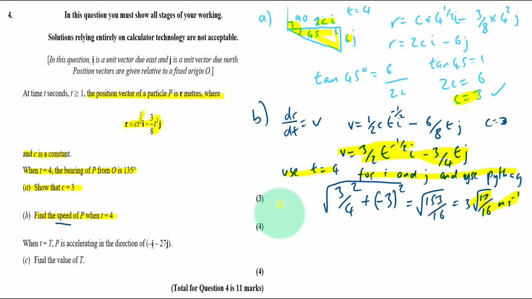Lots of you are very good at this, so I can go through this quickly. Now part C is where we lost marks. When t equals capital T, P is accelerated in the direction of minus i minus 27j. Find the value of T. Let's earn some marks. We know if we differentiate velocity, we get acceleration. So we just go back and differentiate what we have up here.